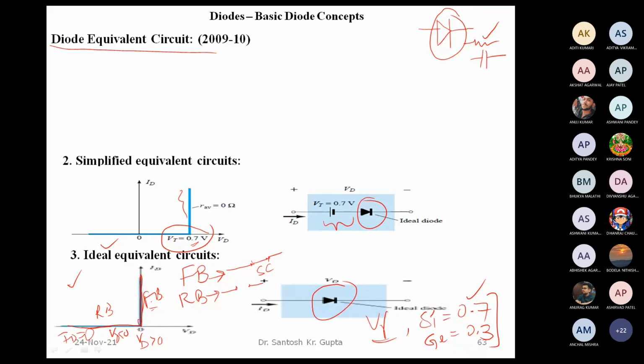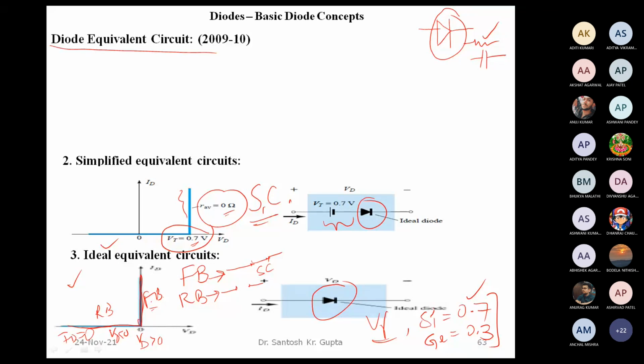So in either case, if we look at the resistance offered in this condition, it is 0 ohm. 0 ohm resistance means short circuit. So essentially, the assumption here is that the diode, as soon as it is on or in forward bias, is offering a 0 resistance.